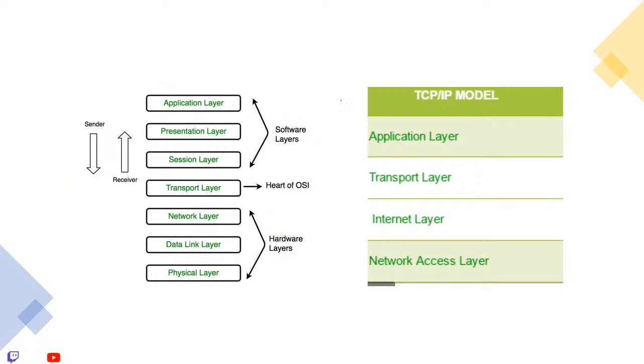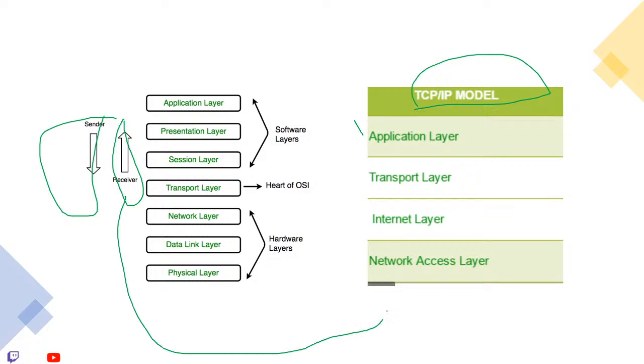Similarly in the TCP/IP model, there are fewer layers than in the OSI model. There is the application layer. The same applies for the receiver. So let's talk about the receiver. In the receiver, it gets to the network layer, then the internet layer, then the transport layer, and the application layer. Similarly in this also, like this.